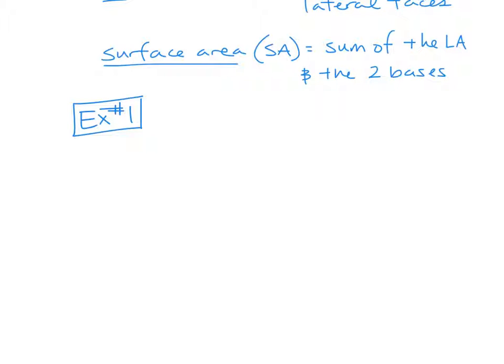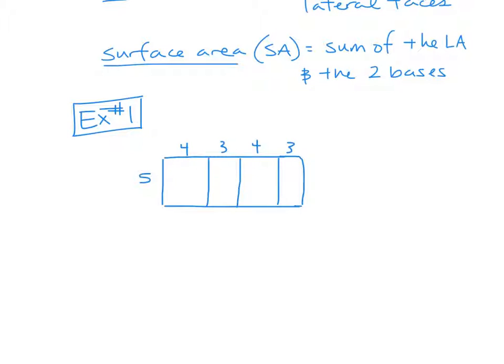Let's say we have a rectangular prism. So it's going to be a bunch of rectangles. This is 5. We're going to go 4, and then 3, and then 4, and then 3. Okay, and then a face up here and a face down here. Those would be our two bases. Okay, so this is still 4. This side is still 3.